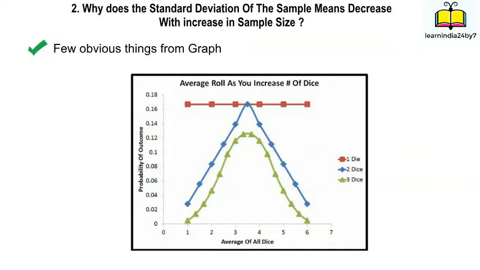This is because the average of all numbers on a single die is 3.5. As you increase the number of dice rolled, the bulk of probability shifts to the center of the graph and it decreases drastically at the edge of the range.